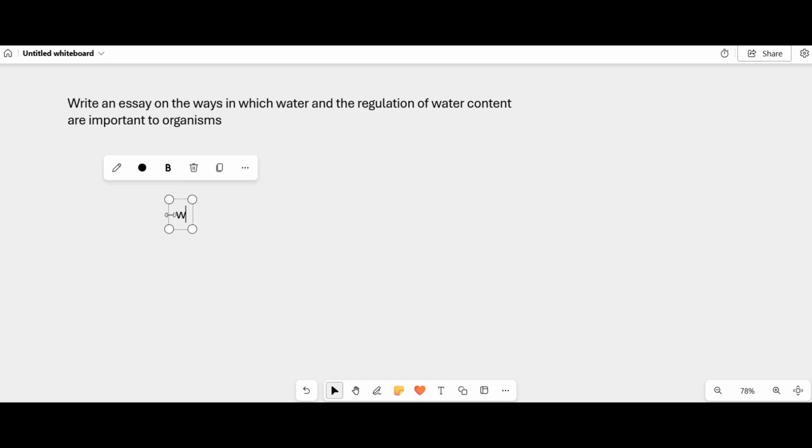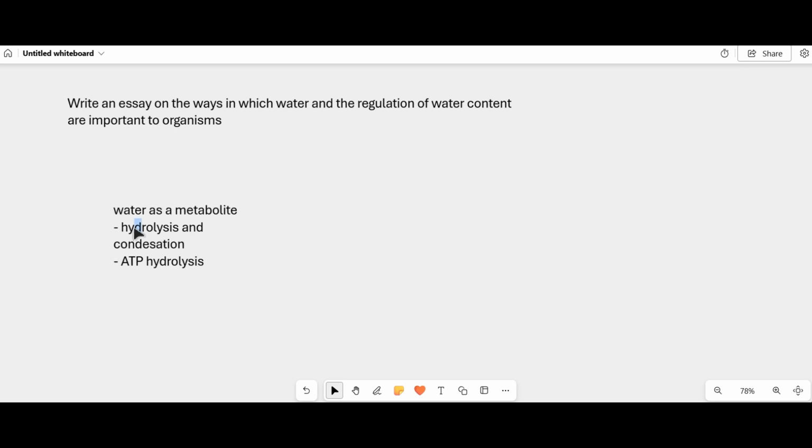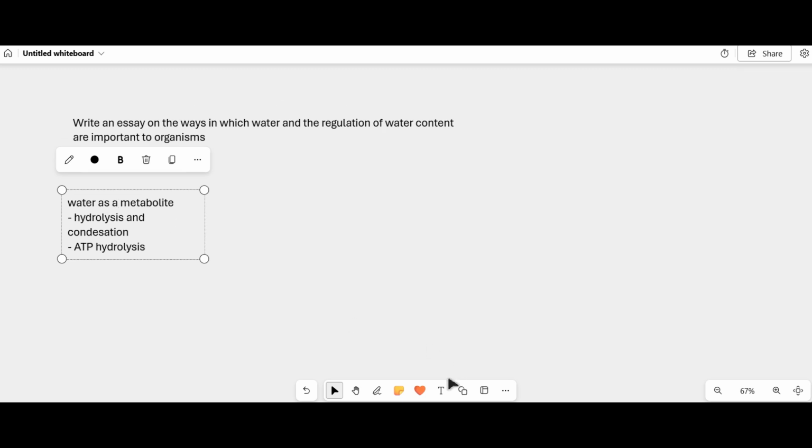So the first thing here is that obviously water as a metabolite, yeah, and then think about what that means, yeah. So hydrolysis, yeah, and condensation, and then ATP hydrolysis as well. So that's one thing that you can talk about, yeah. Water as a metabolite, yeah. That could be a whole chapter, yeah.